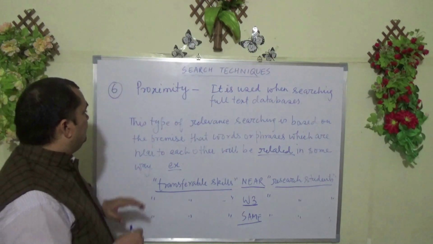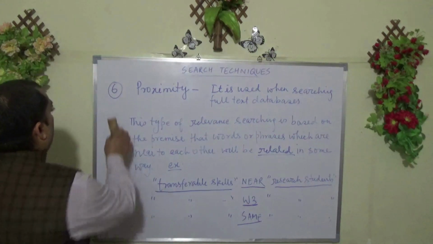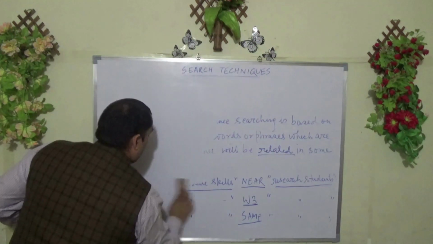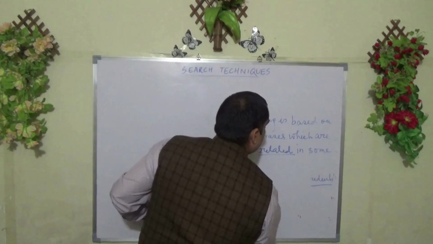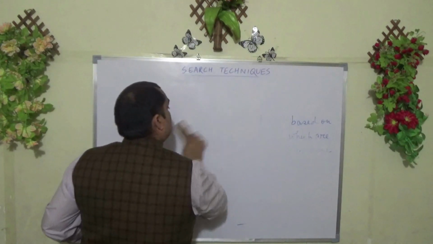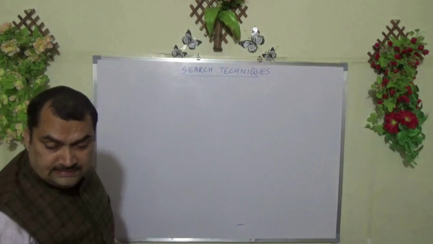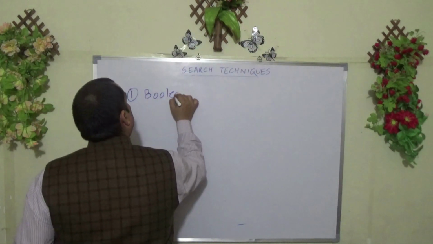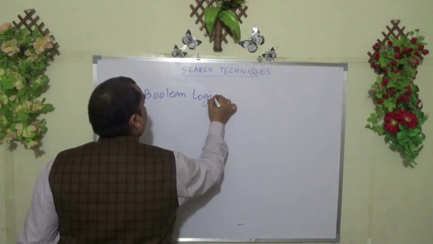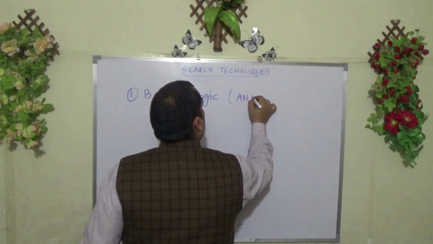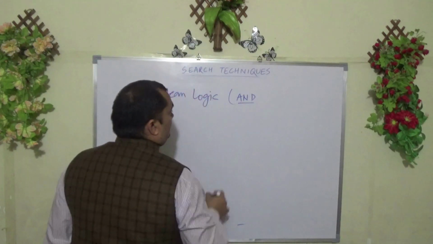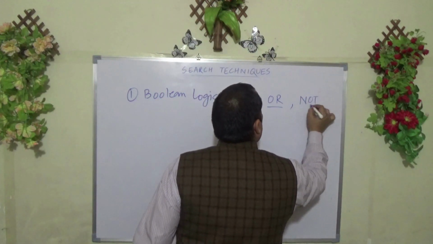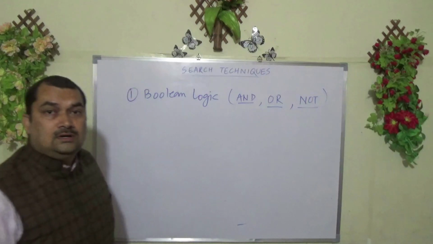So far we have discussed search strategies, six of them. The first one was Boolean logic, in which we use operators: AND and OR to narrow our search or to expand our search, and NOT we use to exclude any word from searching.